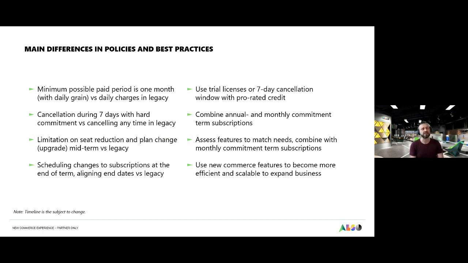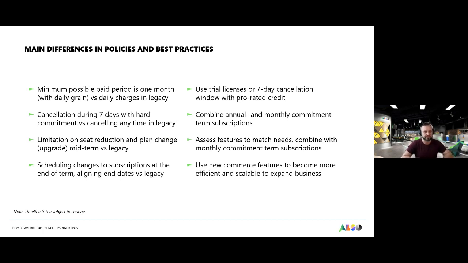I think the biggest challenge, however, in new commerce is not this cancellation window, but changing the number of seats. The fact that in the midterm you cannot reduce the number of seats, I think this is the biggest challenge here for you, which means that you will have to be more precise in assessing the features of the plan, the needs of the customer, the needs in terms of number of users the customer has today and may have in a month, 3, 5, a year, and to have this conversation, to be very, very precise when you go for purchasing new commerce.